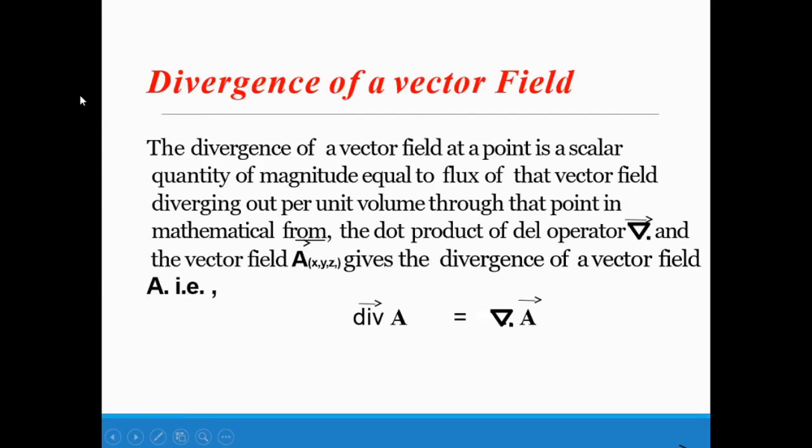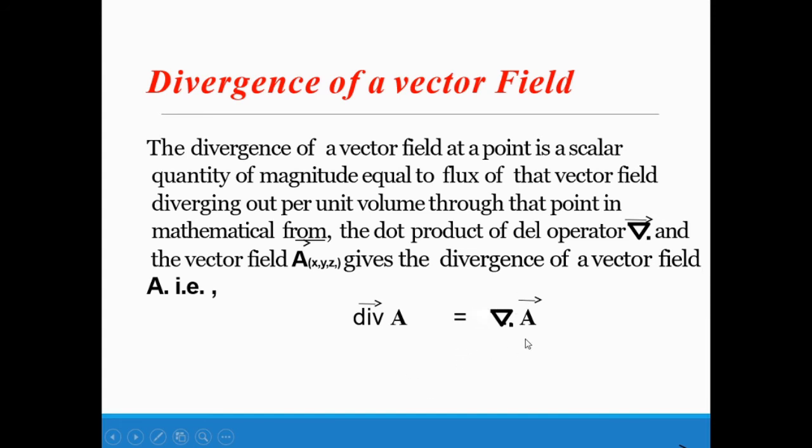From the definition of divergence of a vector field, we know that the divergence of a vector field at a point is always a scalar quantity. We have already discussed in earlier classes that divergence of any vector field is a scalar quantity of magnitude equal to the flux of that vector field diverging out per unit volume through that point. In mathematical form, the dot product of the del operator and the vector field A gives the divergence of A. So div A can be written as del dot A, which produces a scalar quantity.